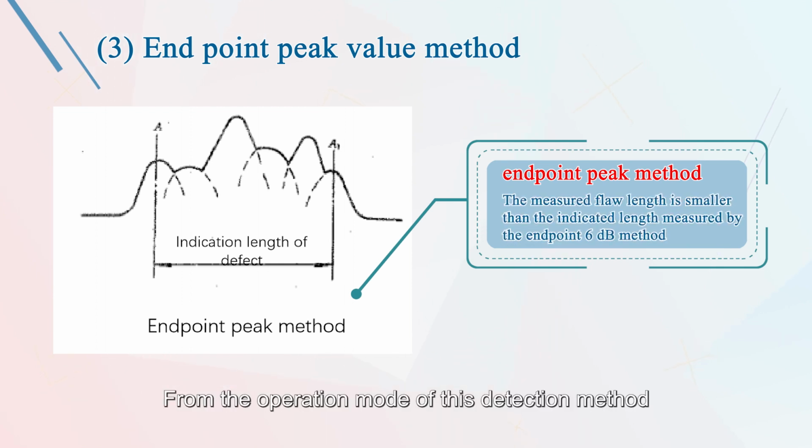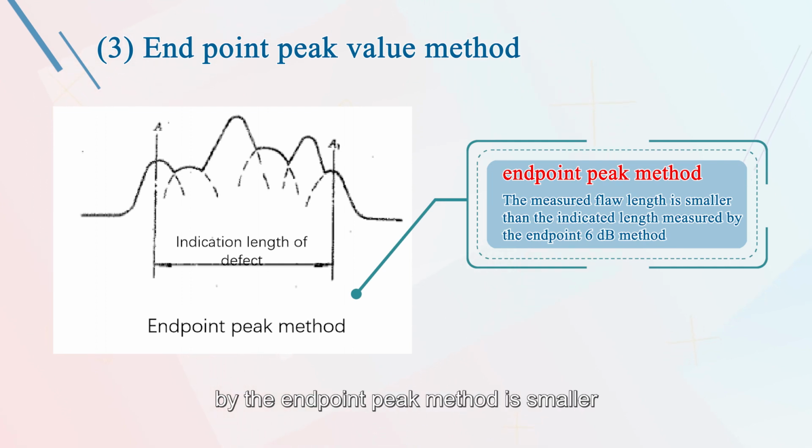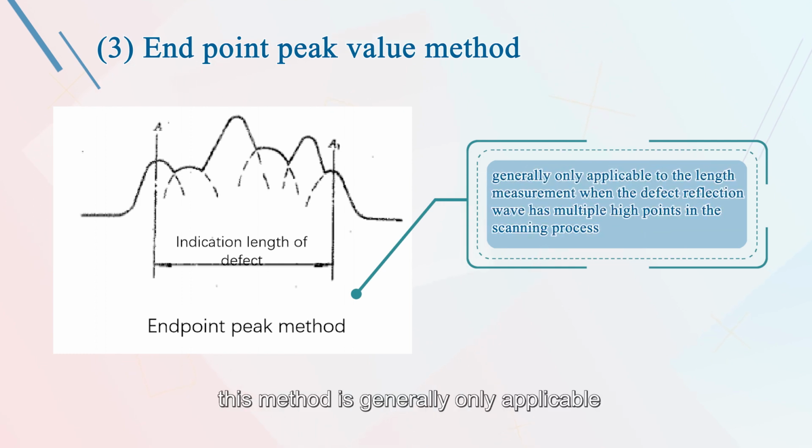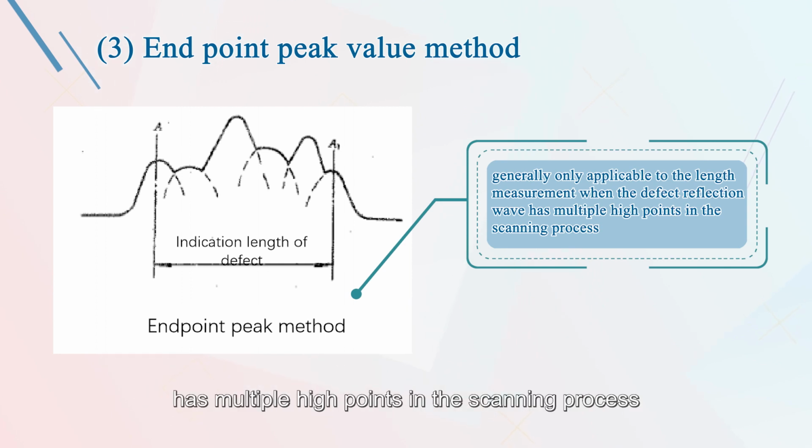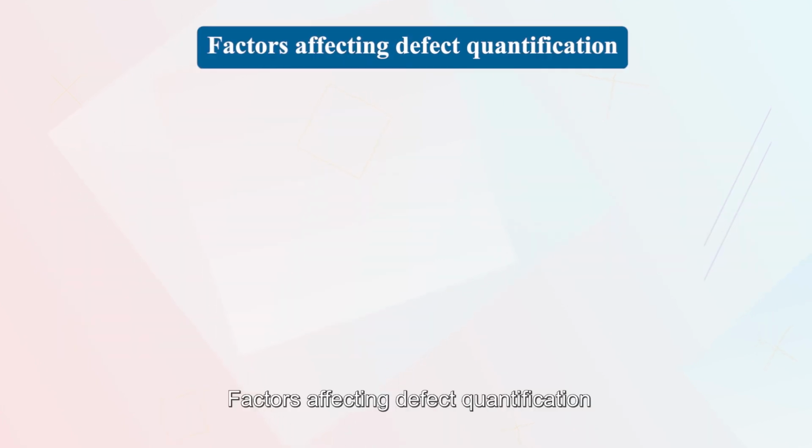From the operation mode of this detection method, it can be seen that the defect length measured by the endpoint peak method is smaller than the indication length measured by the endpoint 6 dB method. Therefore, this method is generally only applicable to the length measurement when the defect reflection wave has multiple high points in the scanning process. Factors affecting defect quantification.